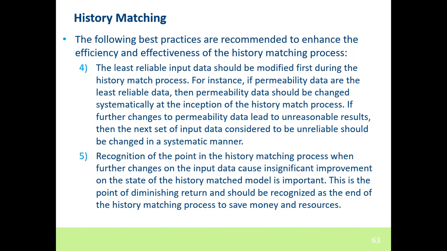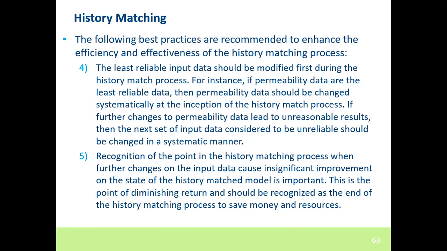So you see, in history matching, a match could be obtained by tuning any of the parameters, but is it realistic? Is it within your uncertainty band? Are the values of the parameters which you are settling for realistic? So recognition of the point in the history matching process when further changes in the input cause insignificant improvement is important. This is the point of diminishing returns.